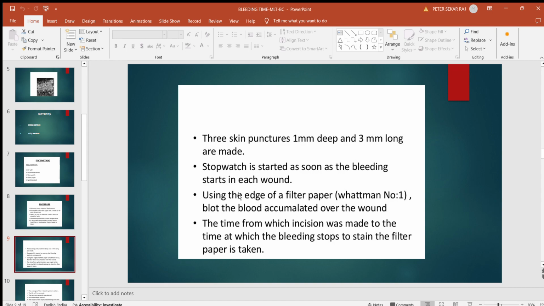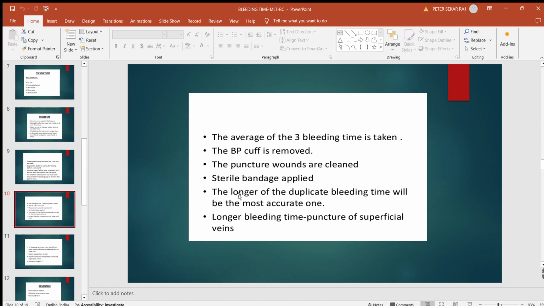Three skin punctures, 1 mm deep and 3 mm long, are made. The stopwatch is started as soon as the bleeding starts in each wound. Using the edge of a filter paper, that is Whatman number 1, blot the blood accumulated over the wound. The time from which the incision was made to the time at which the bleeding stops to stain the filter paper is taken. The average of the 3 bleeding times is taken.